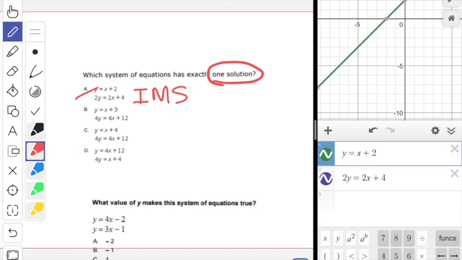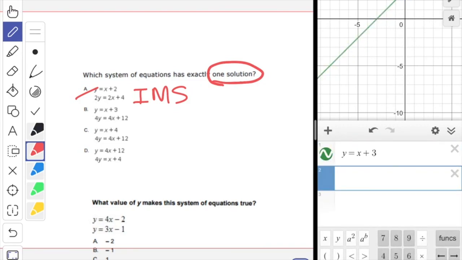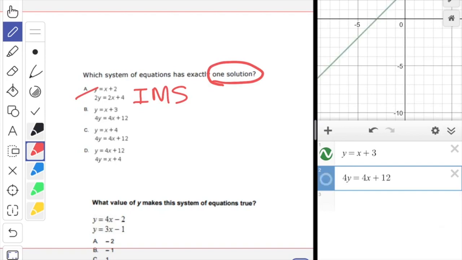All right, so I'm going to now go to B. And I have these two equations. And again, I can see they're overlapping. So if they're overlapping, that means that they are the same line multiple times, or have multiple points, infinitely many points. So that's not going to work.